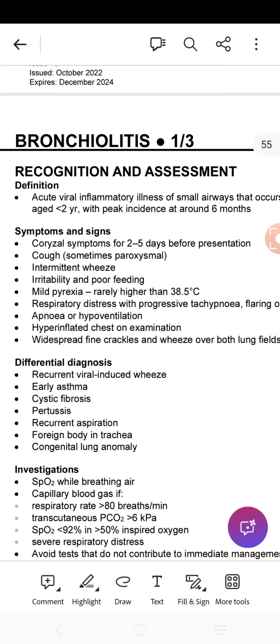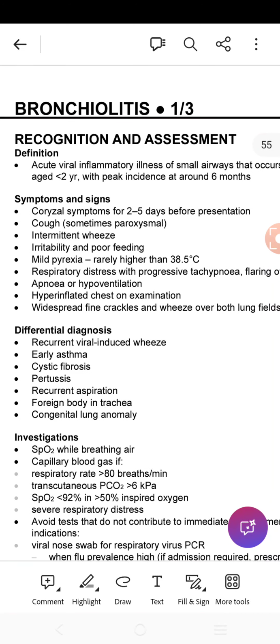But later on, the patient has typical signs of respiratory distress, in which there is tachypnea, tachycardia, and other signs of respiratory distress, like flaring of the alae nasi, and subcostal and intercostal recessions. The child may go into apnea, and is unable to maintain oxygen saturation.